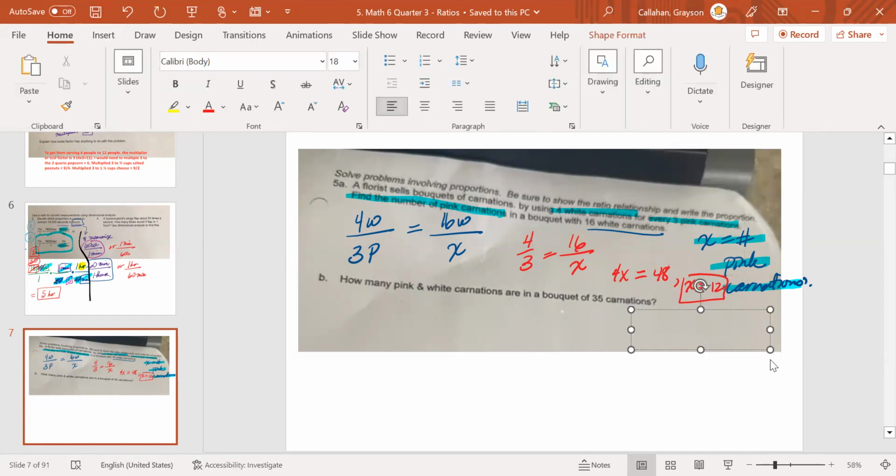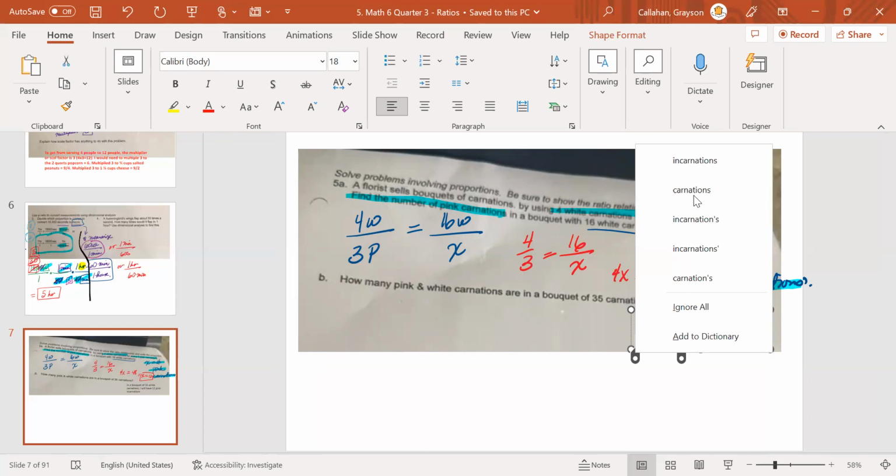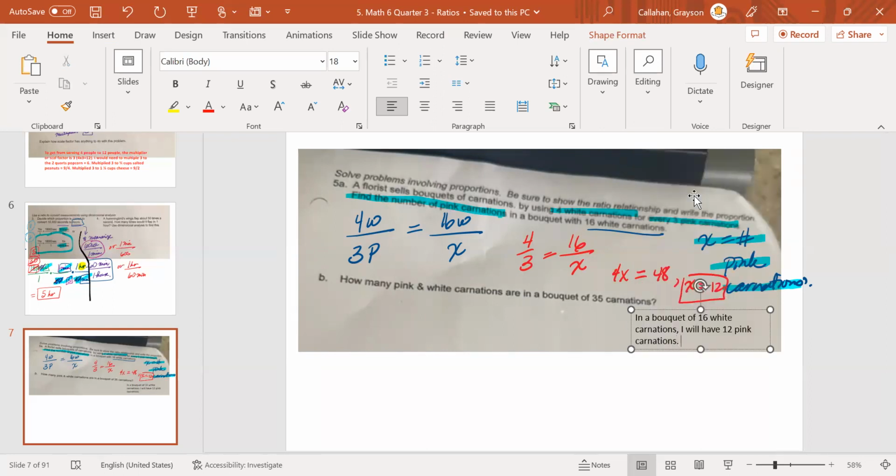So your answer for this is going to be, go back to your question, in a bouquet of 16 white carnations, I will have 12 pink carnations. That's what you do, okay?